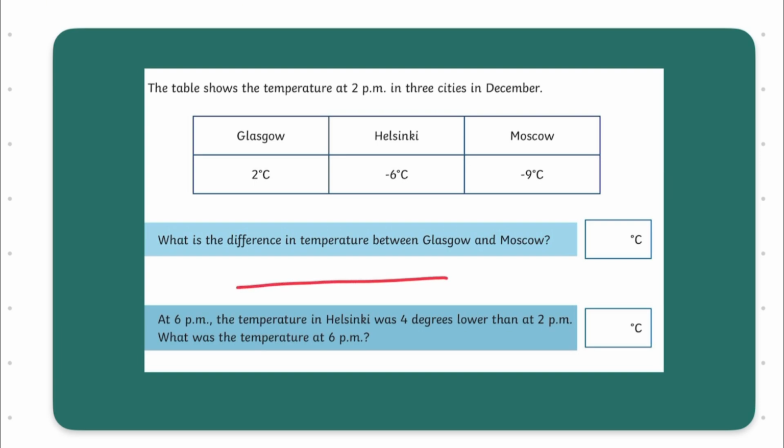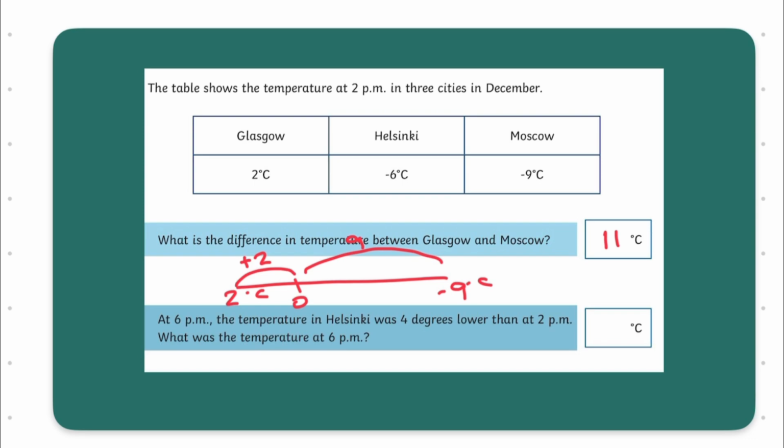So let's put them on a number line. We've got our number line here, and we've got 2 degrees, and we've got -9 degrees. So let's put in where our 0 would be, which would be about here. So 0 to 2, or 2 to 0, would be 2, and 0 to -9 would be 9. So 2 plus 9 is 11 degrees. Because if we counted on our fingers, but making sure we include that 0, we would get 11 degrees as our answer. That's the difference.